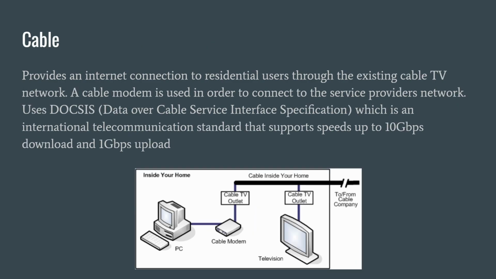Cable provides an internet connection to residential users through their existing cable TV network. A cable modem is used in order to connect the service provider network to the home network. The cable modem will use DOCSIS, Data over Cable Service Interface Specification, which is an international telecommunications standard, and it will support speeds up to 10 gigabit per second download and 1 gigabit per second upload. And note that that is gigabit, not gigabyte. The diagram below is a simple outline of how cable internet is provided inside of a home.